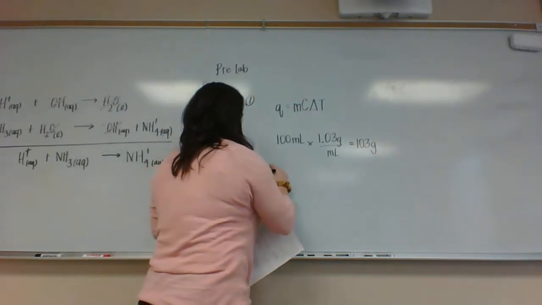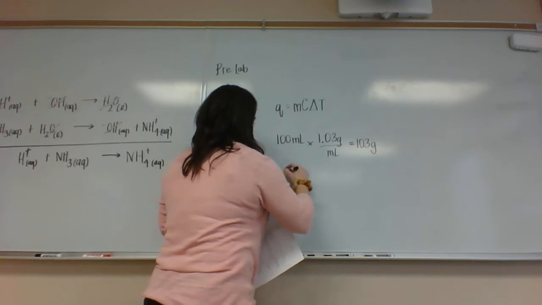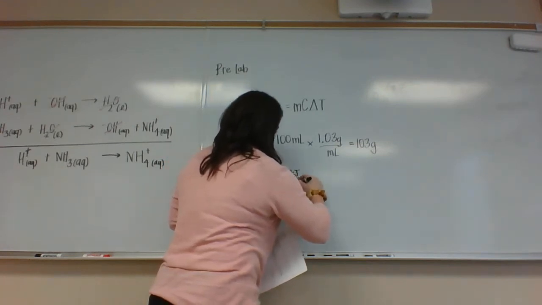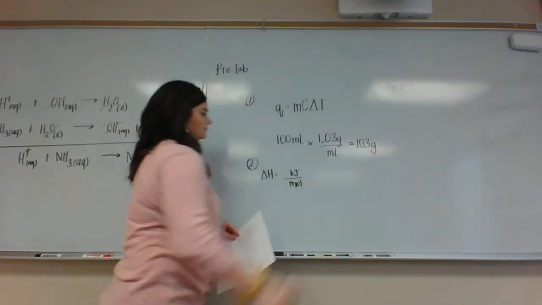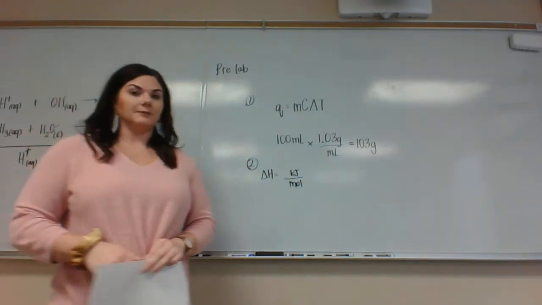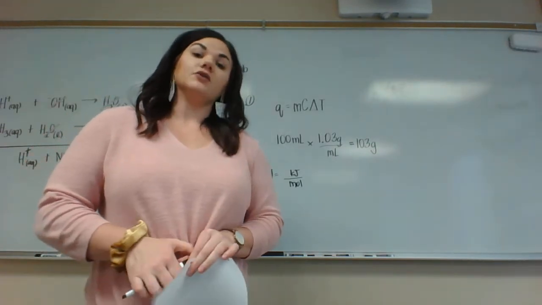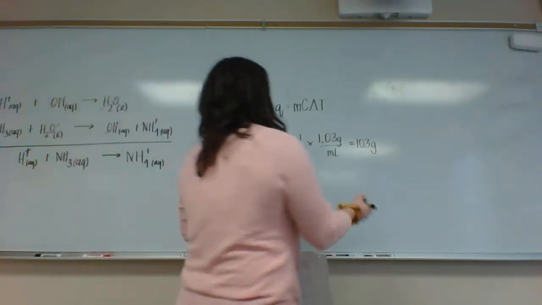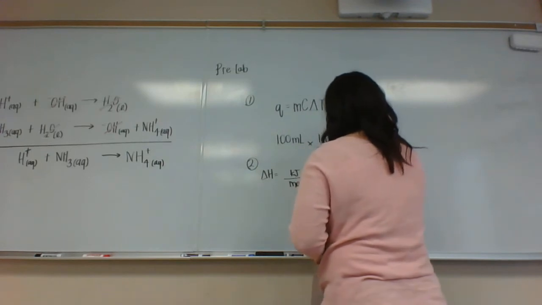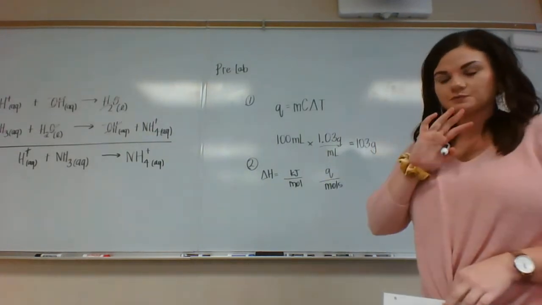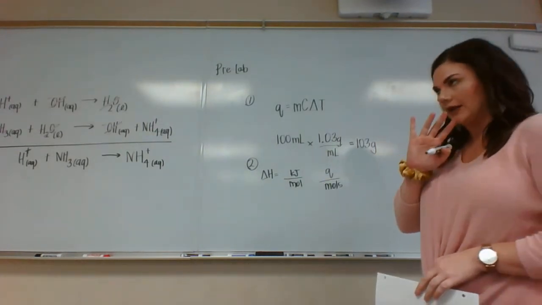Number 2, you are looking for your delta H, in kilojoules per mole. If you remember from Chem 1, we did several examples like this, where your delta H is just your Q over the moles that you actually used. So how do we find that out?